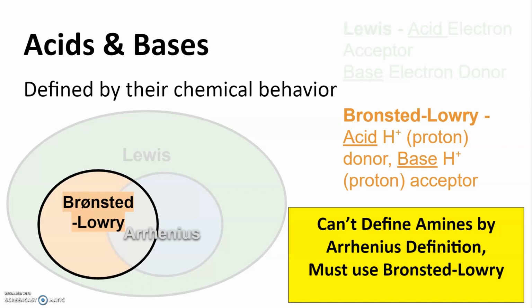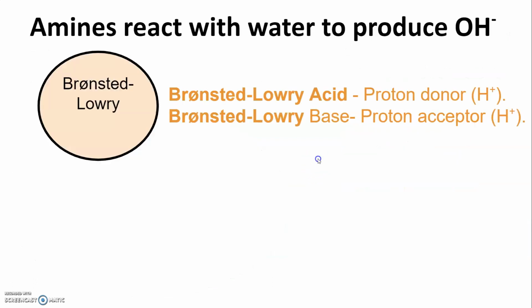And the base is a proton acceptor. So it will take a proton from something during a reaction. Now, one thing to note is that many acids are both Bronsted-Lowry and Arrhenius acids and bases. But in the case of amine, it only fits in the Bronsted-Lowry category. So let's take a look at what that means for an amine.